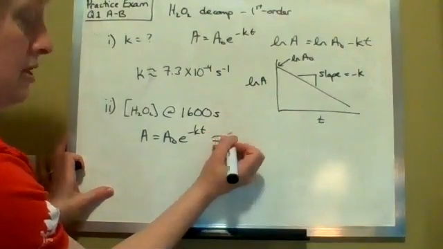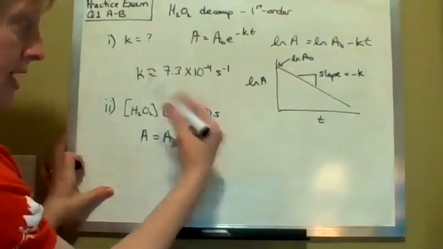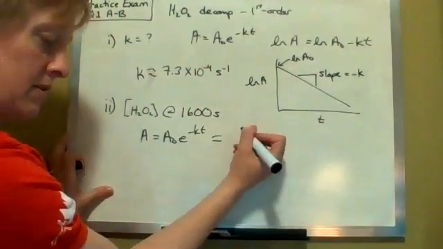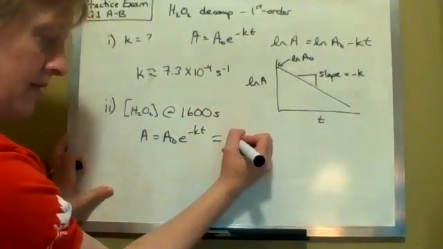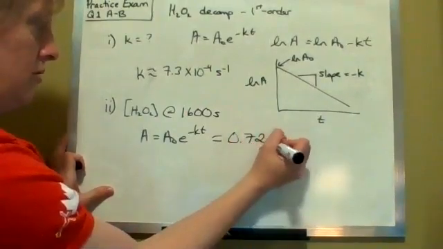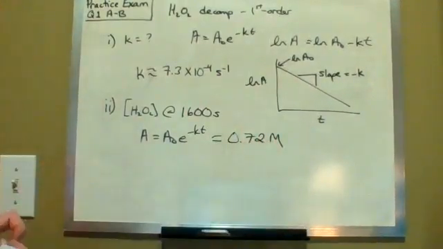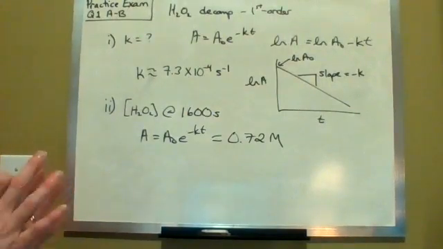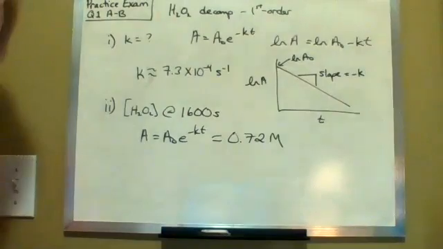And if you do that, you are going to get a value, depending on what your k is that you use, of approximately 0.72 molar. So that should also fit, if you go back in your table and just make sure it fits in with the time and concentration values from before.